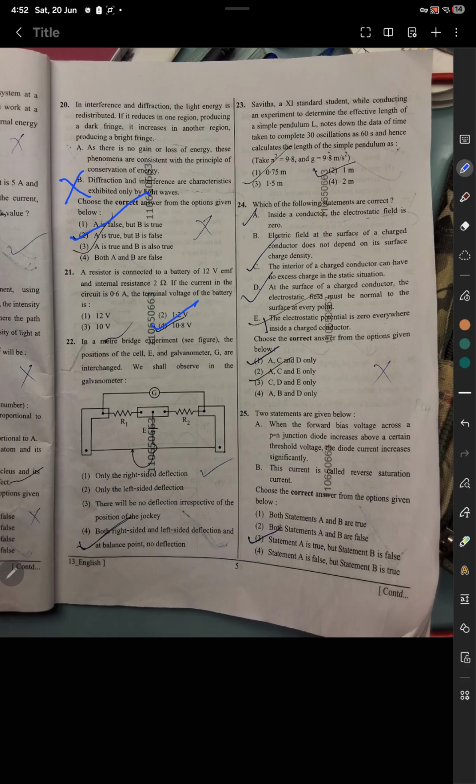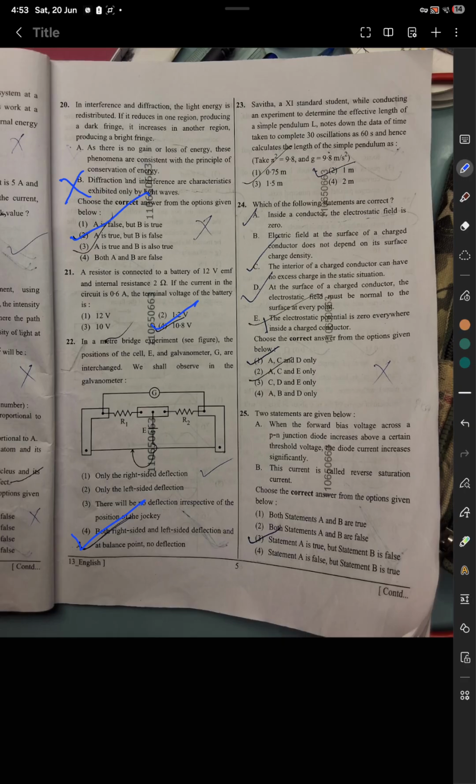Question number 22. In a meter bridge experiment, the figure is given below. The position of the cell E and galvanometer G are interchanged. We shall observe in the galvanometer, option number D is correct. Both right side and left side deflection, and at balance point no deflection.